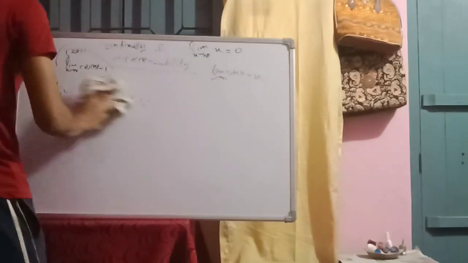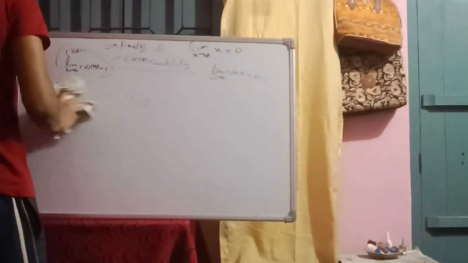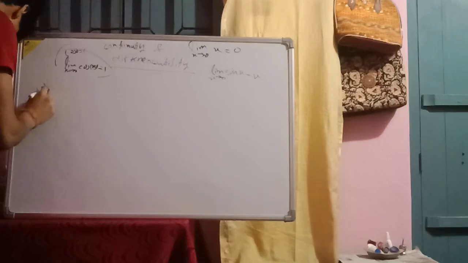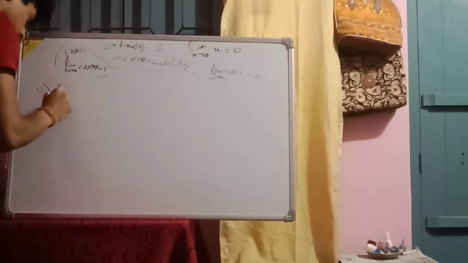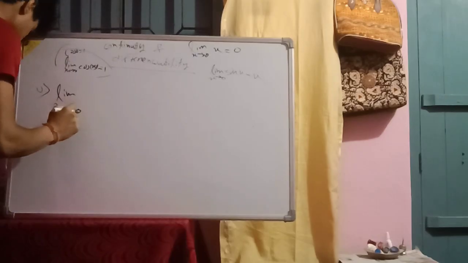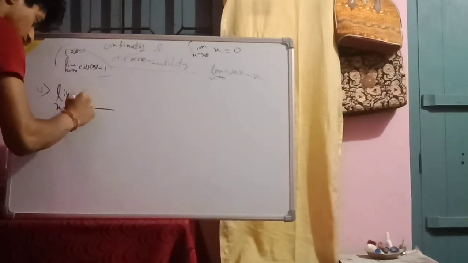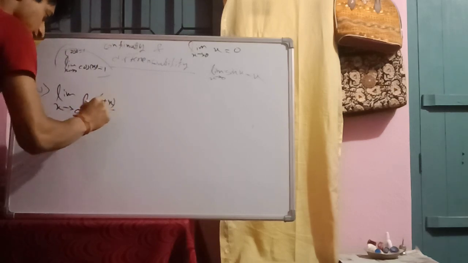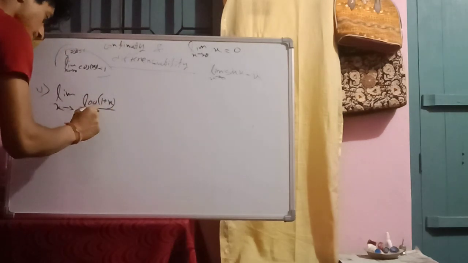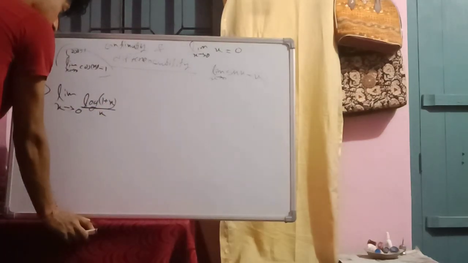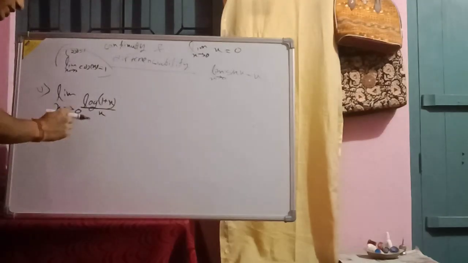Okay, another identity we have here, and this one says limit of x tends to 0 of log(1 plus x) over x. Now again, we are going to be differentiating here.